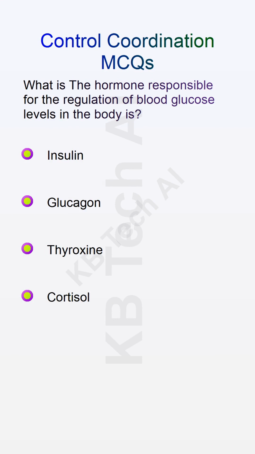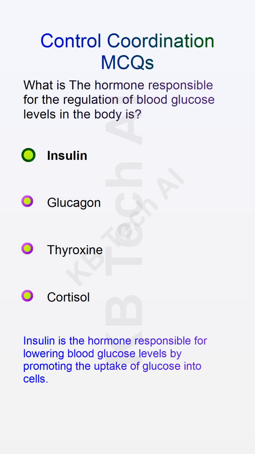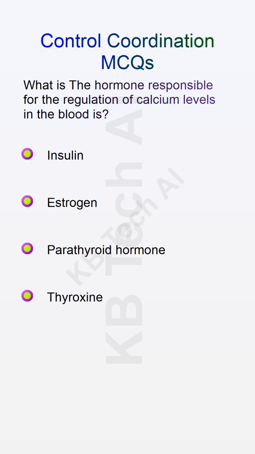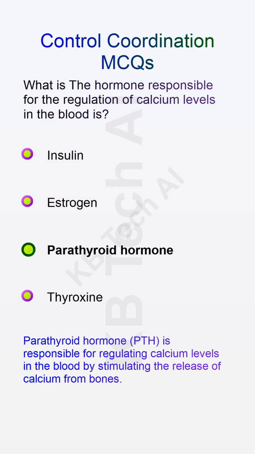What is the hormone responsible for the regulation of blood glucose levels in the body? Option 1, insulin, option 2, glucagon, option 3, thyroxine, option 4, cortisol. The answer is, option 1, insulin. What is the hormone responsible for the regulation of calcium levels in the blood? Option 1, insulin, option 2, estrogen, option 3, parathyroid hormone, option 4, thyroxine. The answer is, option 3, parathyroid hormone.